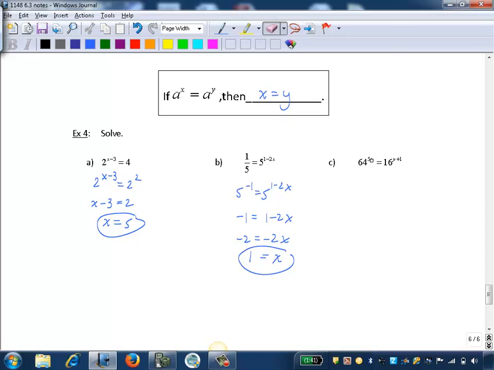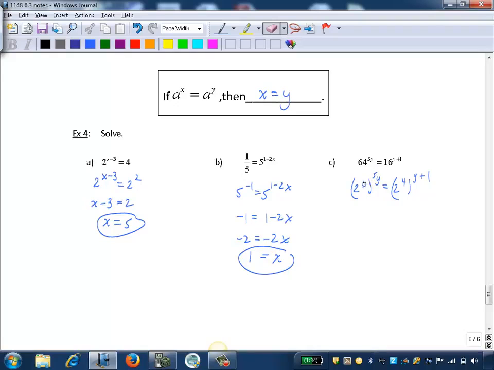Part C, we have 64 to the 5y equals 16 to the y plus 1. Now if we look at the left and right sides, both have an exponent on them. The bases are different, so we want to see, is there a way to write 64 and 16 with the same base? Well, conveniently here, we know 64 is a power of 2, and so is 16. So we can rewrite 64 as 2 to the 6th power, so we could write it as 2 to the 6th to the 5y. And then 16 we know is 2 to the 4th. So this is 2 to the 4th to the y plus 1.